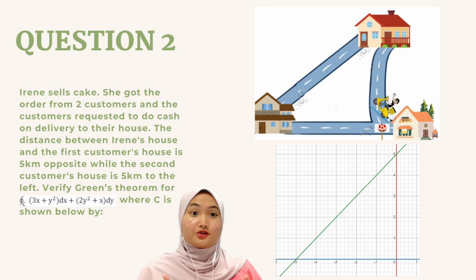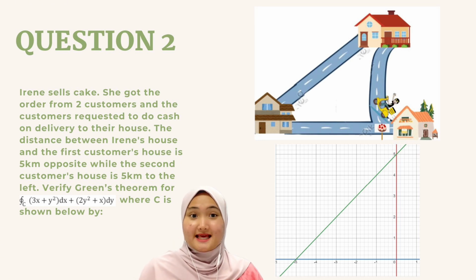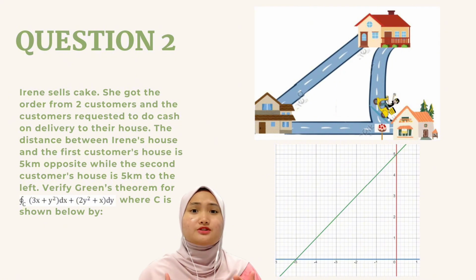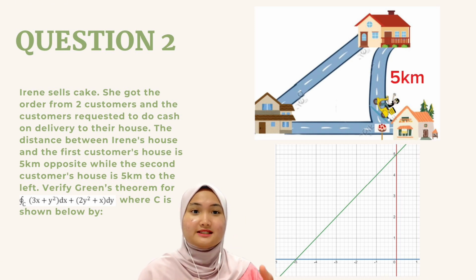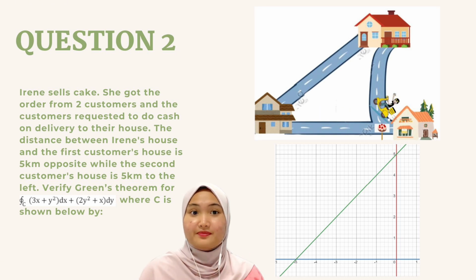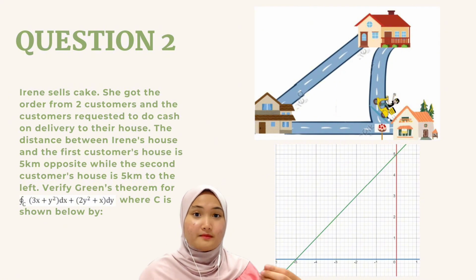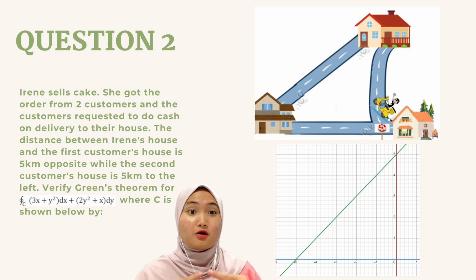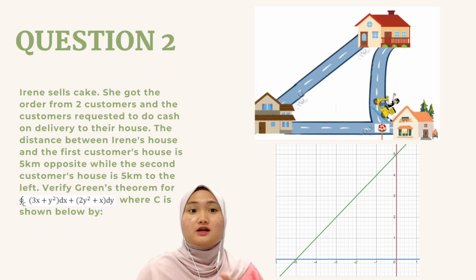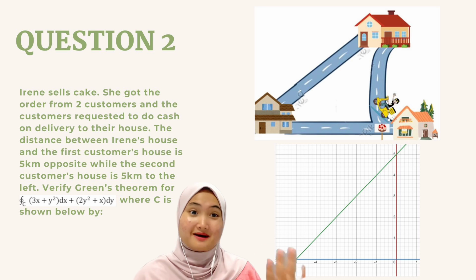Okay, for question 2, Irene sells cakes. She got orders from two customers, and the customers requested cash on delivery to their houses. The distance between Irene's house and the first house is 5 kilometers upward, while the second customer's house is 5 kilometers to the left. Verify Green's theorem for the integral of (3x plus y squared) dx plus (2y squared plus x) dy, where C is shown below.